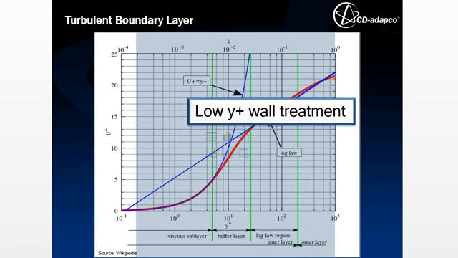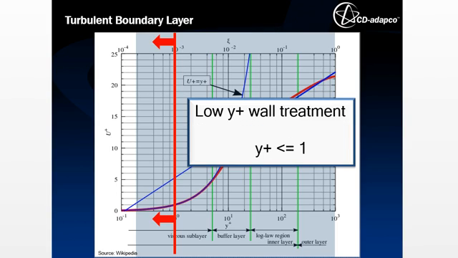The low Y plus wall treatment is designed to resolve the whole near wall turbulent boundary layer, including the viscous sublayer, the buffer layer, and the log law region. It should only be used if the entire near wall mesh on the whole wall boundary is fine enough for Y plus to be approximately 1 or less. Special care needs to be taken of the cell directly at the wall to make sure it falls into this range.